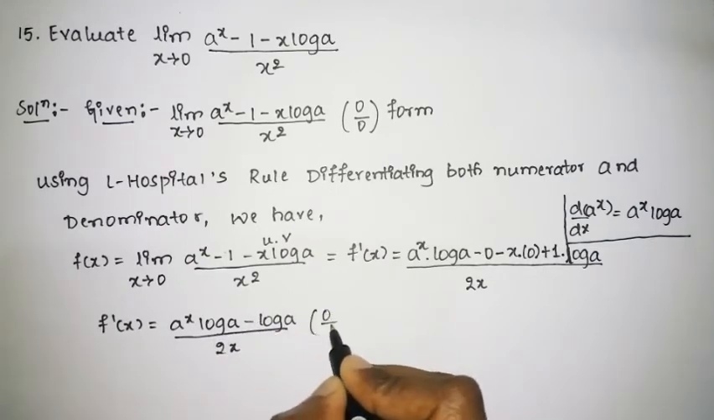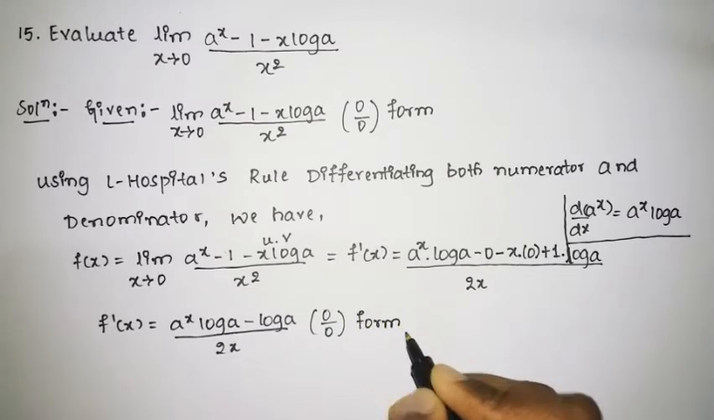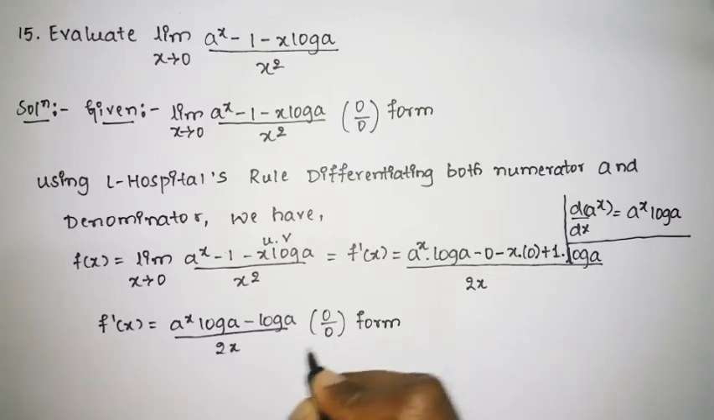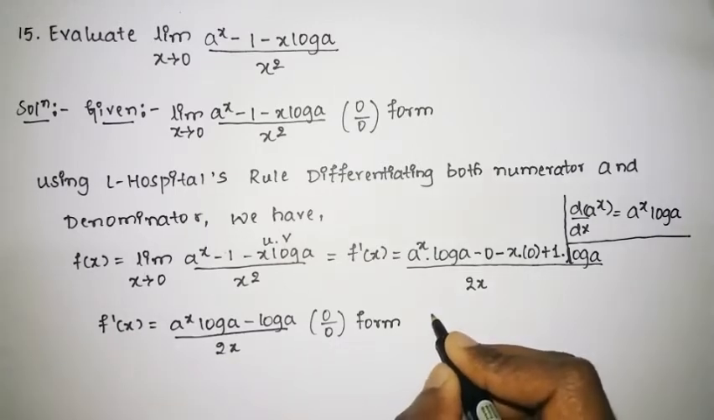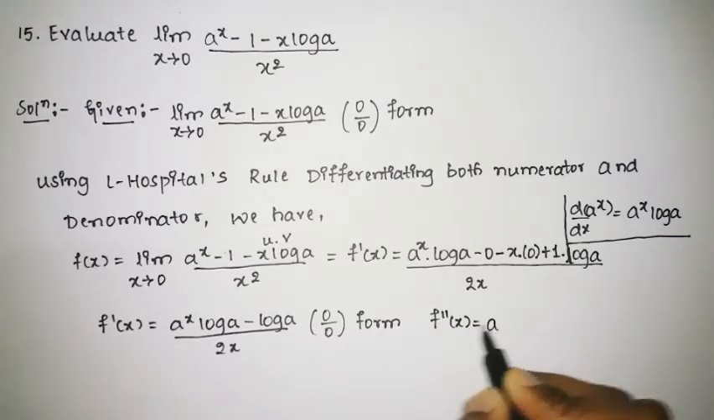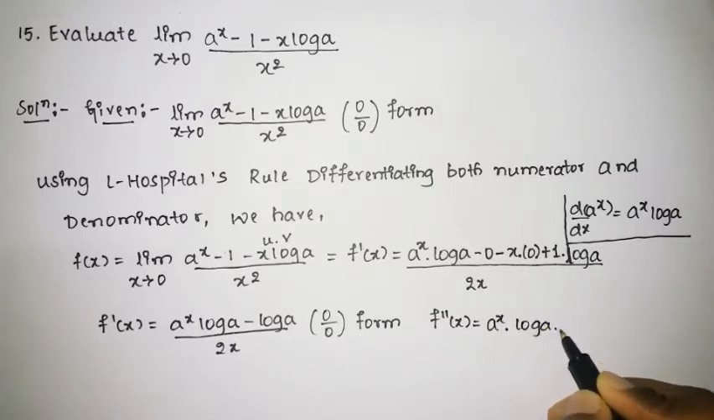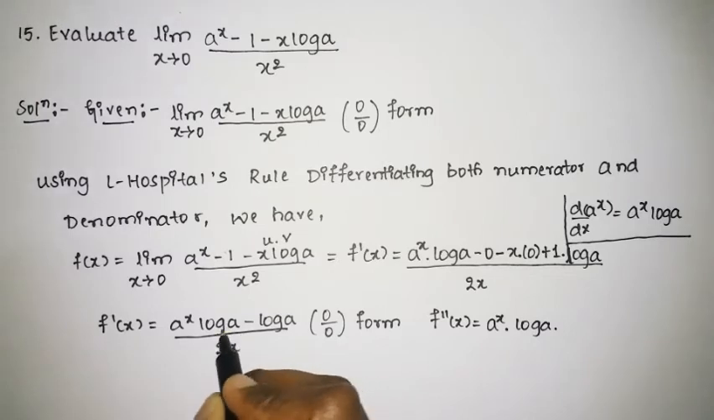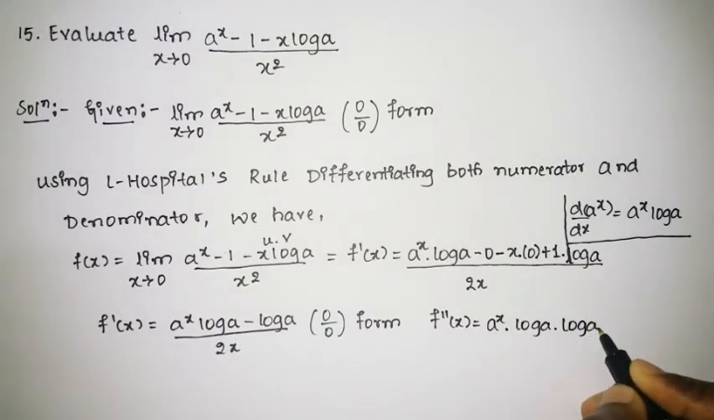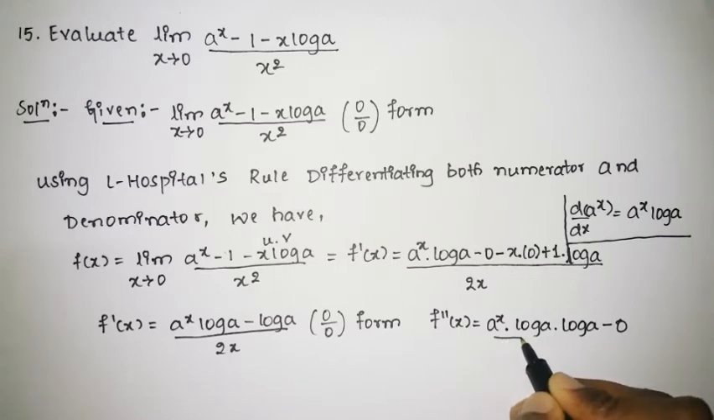Again we observe that this is of the form 0 by 0 form. So our next step is again differentiating both numerator and denominator. So differentiation of f dash of x is nothing but f double dash of x equal to differentiation of a to the power x, which is a to the power of x into log a, keeping log a as it is, then minus differentiation of log a, which is nothing but 0, then whole divided by differentiation of 2 into x, which is nothing but 2.